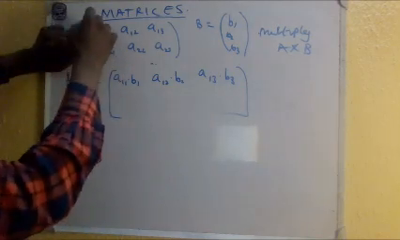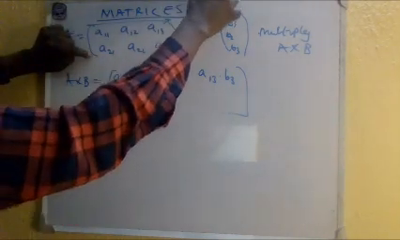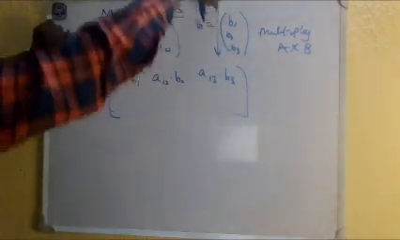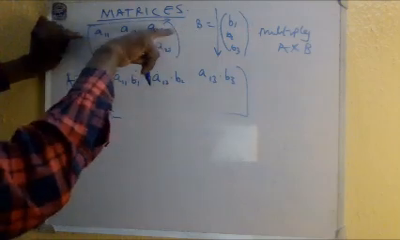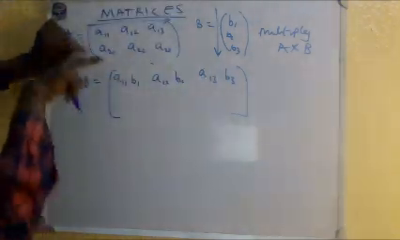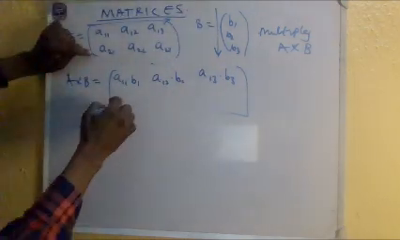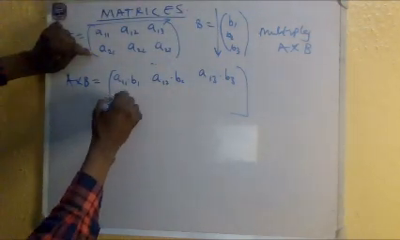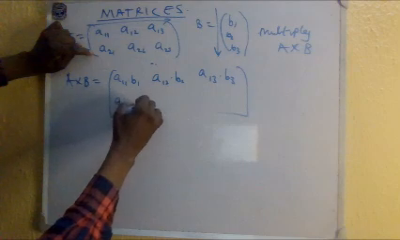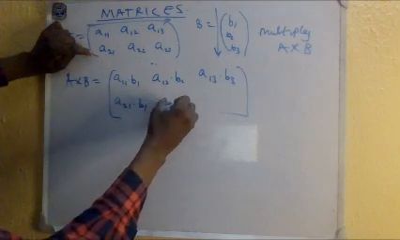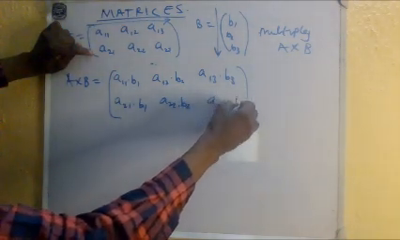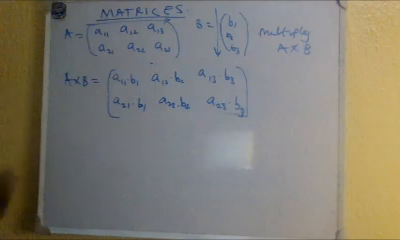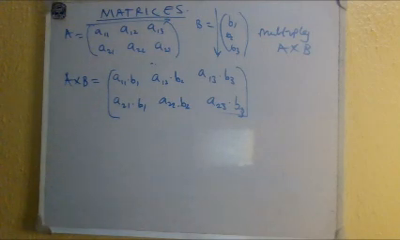So I've done this side multiplied by this side. First row by first column, then the second row. So the second row in the new matrix is A21 dot B1, A22 dot B2, and A23 dot B3. This is just the summary of notation of matrix.